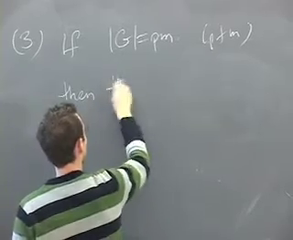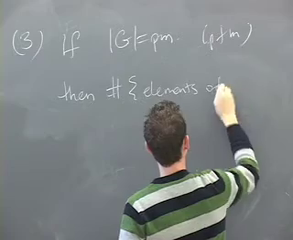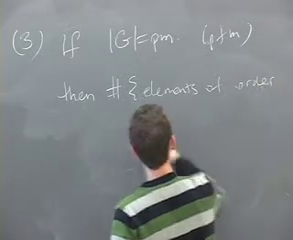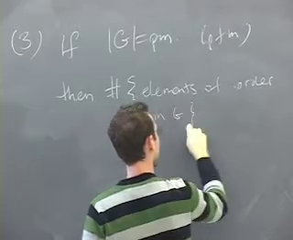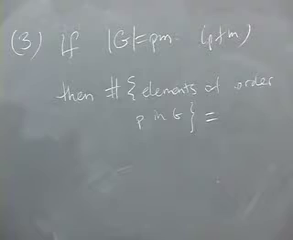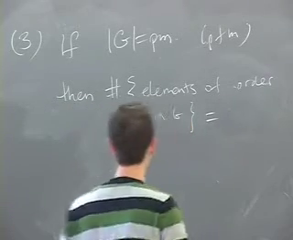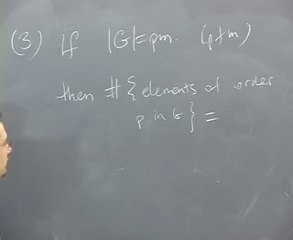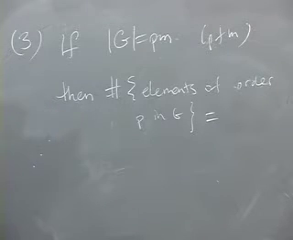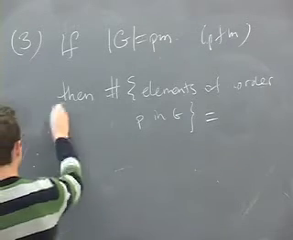Then the number of elements of order p in G is what? How many elements of order p are there? Remember, if I have an element of order p, then it generates some cyclic subgroup. Now it's a Sylow p subgroup. Now all of these are conjugate.